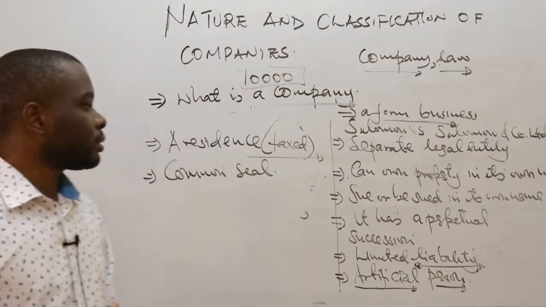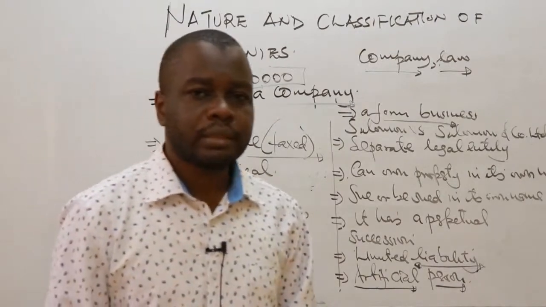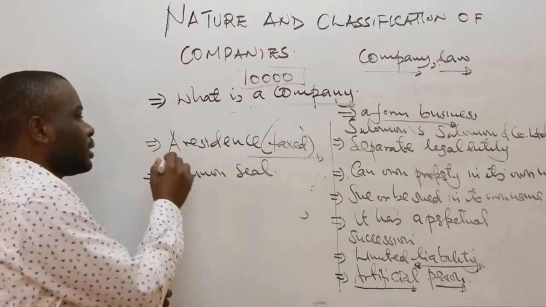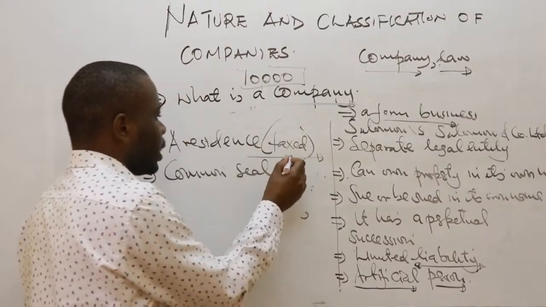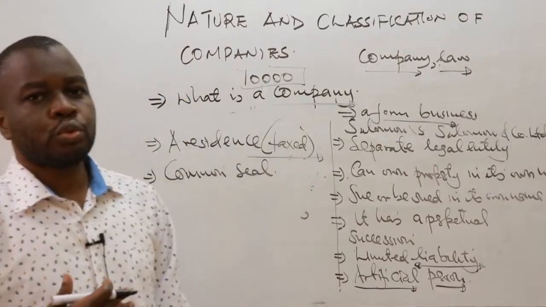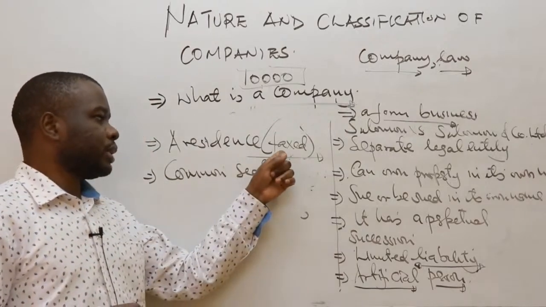For example, the residence of the company is maybe in Nakuru at a certain building, maybe 6th floor, room number this. So that is the residence of the company. And it is quite important because it helps determine exactly where the company is supposed to be taxed.